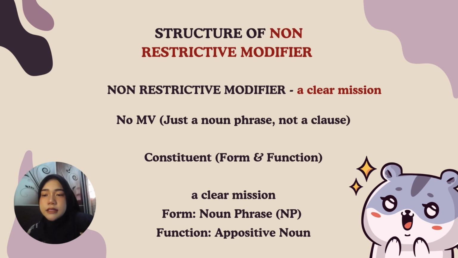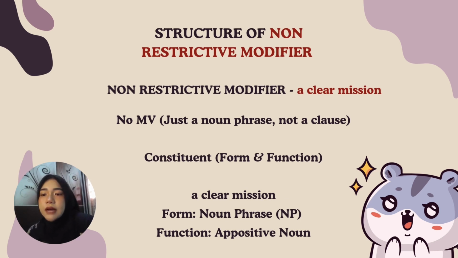And in this part, we don't have any main verb because this is just a phrase, not a full sentence or clause. So we just have a clear mission that forms a noun phrase and it functions as an appositive noun. So this phrase gives more detail about the subject, our goal. It helps the reader understand it better, but it is not required for the sentence to make sense.